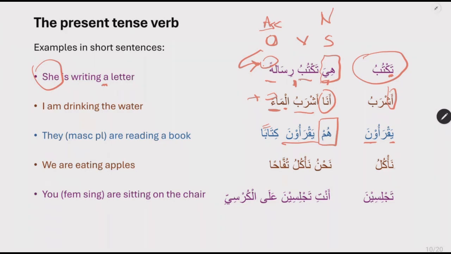Na'kulu, the noon shows we. Akala is to eat. Na'kulu is we are eating. Tufahan is an apple. Right? If you put a ha and a ta, tufahatan, then it will be one apple, with the ta marbuta. This is the plural of that word. Tufah is an easy word to remember because you think of toffee apple, tufah, apple. Right? So that's how you can remember tufah is apple. Think of toffee apple. Okay, then we have jalasa.